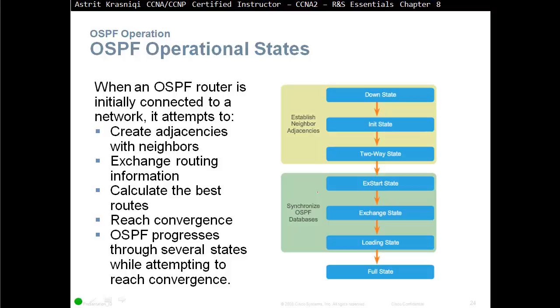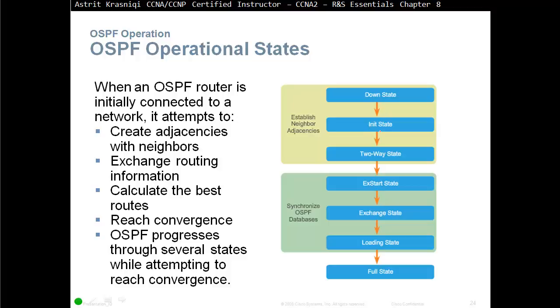Then it will reach the convergence. Well, before we do that, they have to go through some states while attempting to reach the convergence. So first state is down. Down state is we haven't really started the OSPF. As soon as we start the OSPF and we send in OSPF packets, we are still in down state. We're going to transition to initializing state very soon.